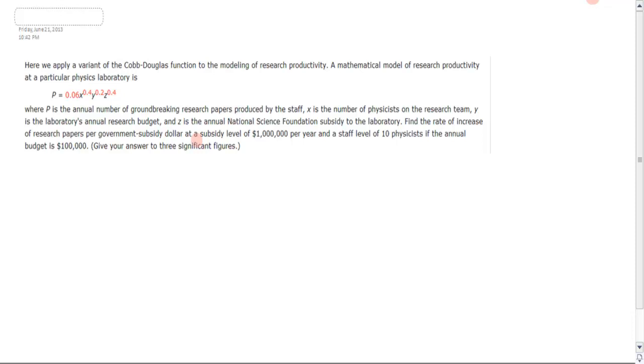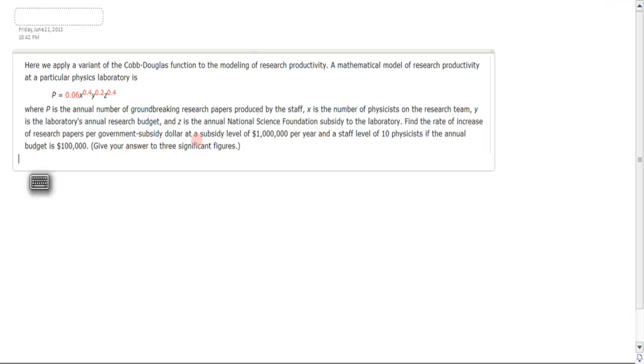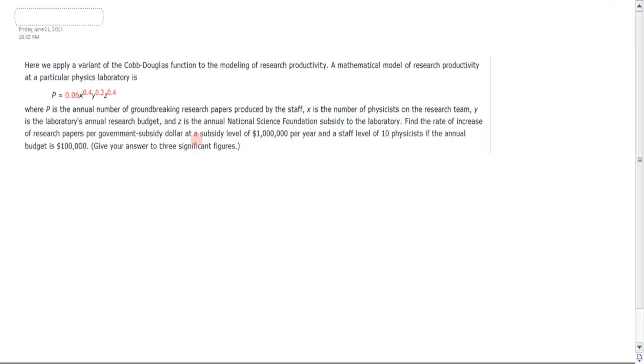Okay, and you'll notice right here at the end, if you've paused the video and read the problem and checked it out, it says find the rate of increase of research papers per government subsidy dollar. So when we hear rate of change, derivative, we're trying to find the change in research papers. So which variable represents research papers? That variable would be P.